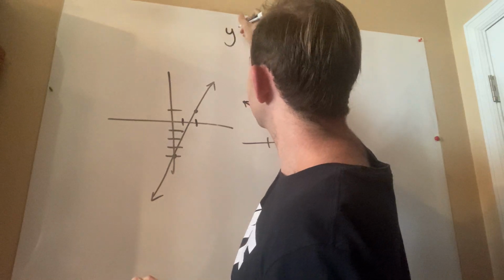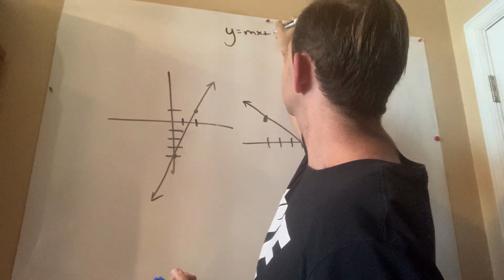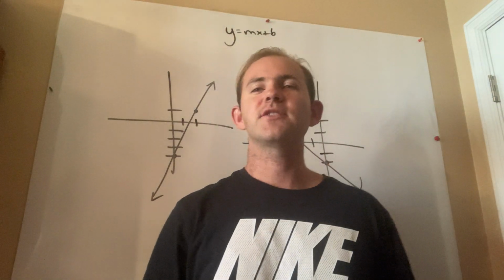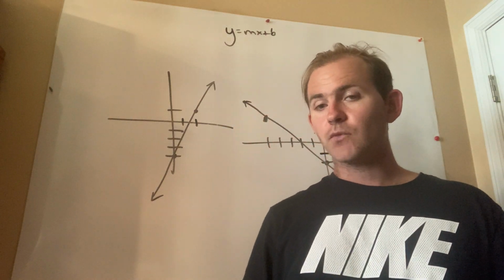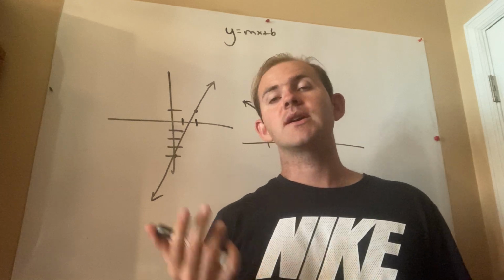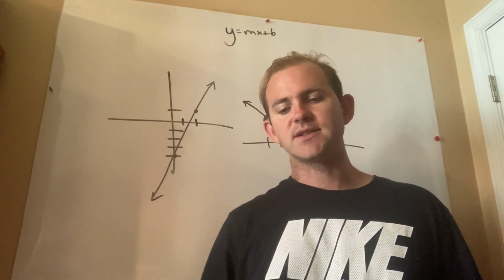Now, a lot of this is review. When we talk about slope-intercept form, we are talking about the following equation: y equals mx plus b. One of your favorite equations from Algebra 1 last year. In that equation, m represents the slope, whereas b represents the y-intercept.